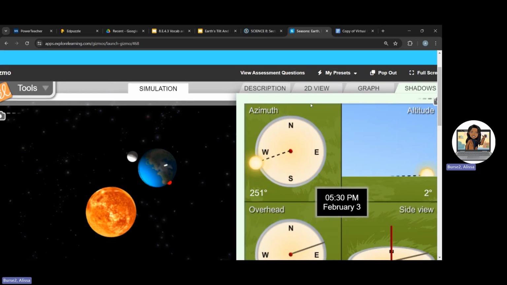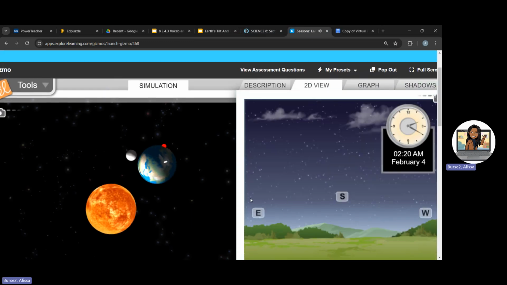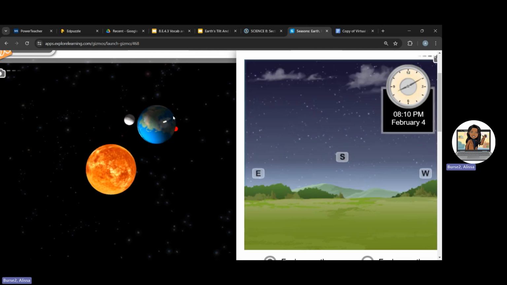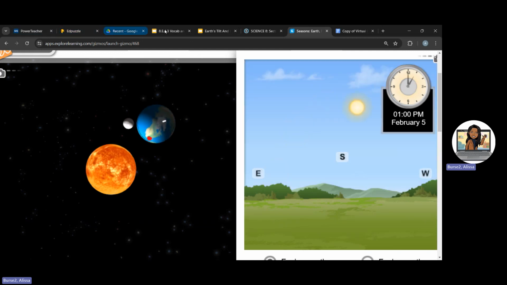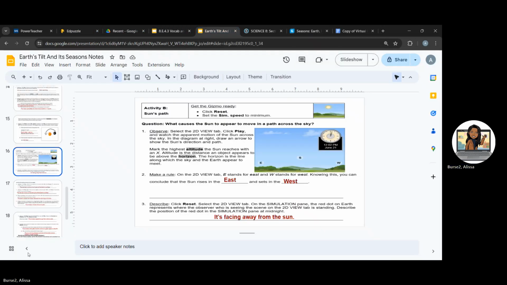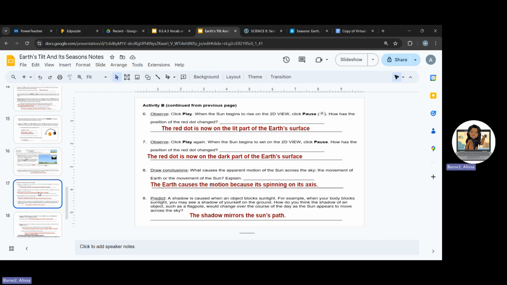Just in case you need to see it, which I really don't think you do, but I'll do it. So when you're looking at it, that red dot, when it faces away around 12, that means it's facing away from the sun until it's dark, just to prove the point, in case you're a visual learner. All right, moving on. So the red dot is now on the lit part of the Earth's surface where the sun is shining. And then if you play this, and I'm on activity B, the red dot is now on the dark part of the surface, and that's what I was just showing you.